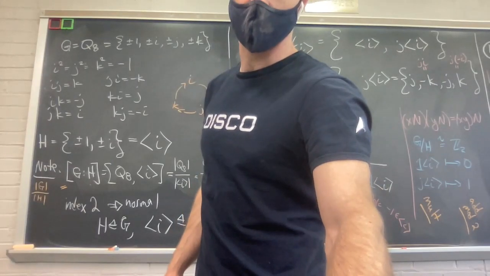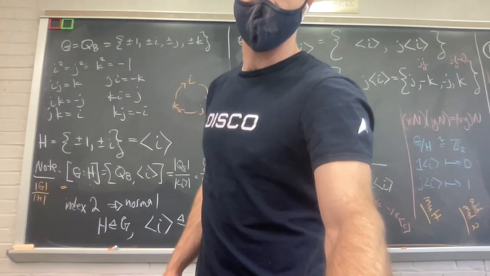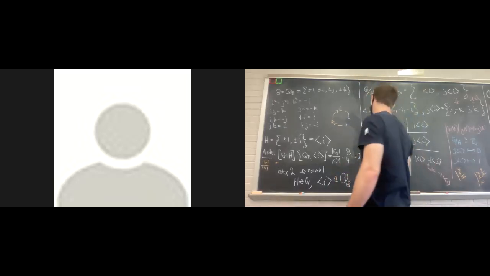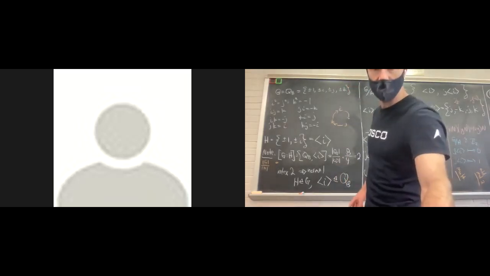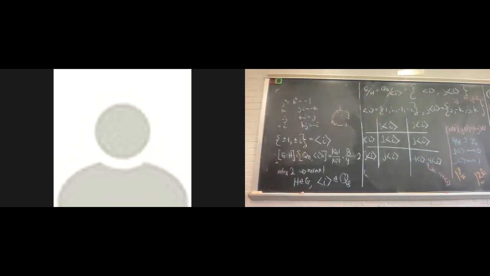Okay, let's go through A real quick because it's fast, and then point towards how to start B. So for A, it's S4 and A4. Normal or not normal? Normal, why? Because the index equals 2. Yep, index 2 equals normal. That's right.